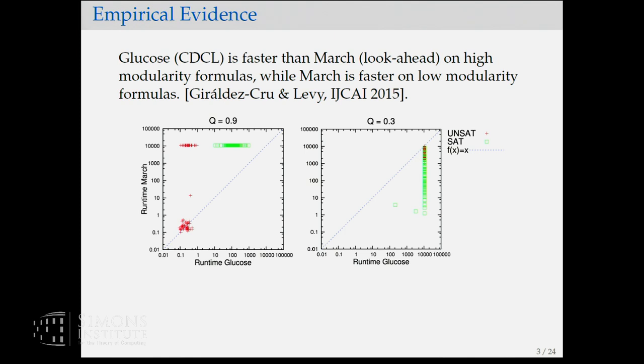Now, they looked at two SAT solvers: Glucose, which was one of the champion SAT solvers of the CDCL type at the time, and March, which is a different SAT solver that does well on random SAT instances. They proposed a certain model we'll study soon, but what they saw is that when the instances are highly modular, the look-ahead solver doesn't do well, so it times out at 10,000 seconds on many instances, whereas the CDCL solver basically finishes all of them within about a few thousand seconds.